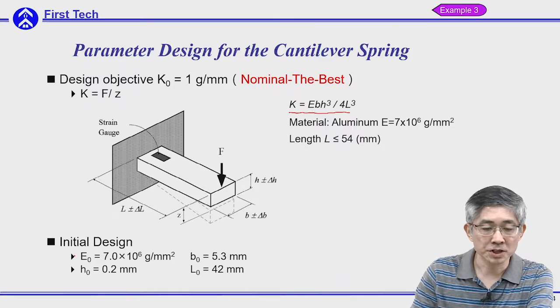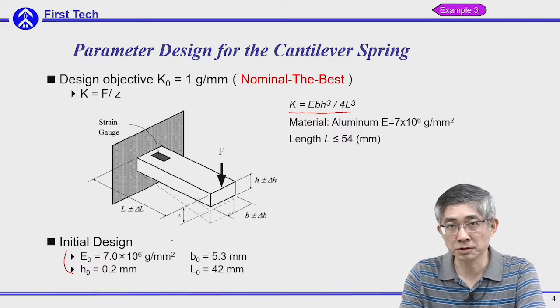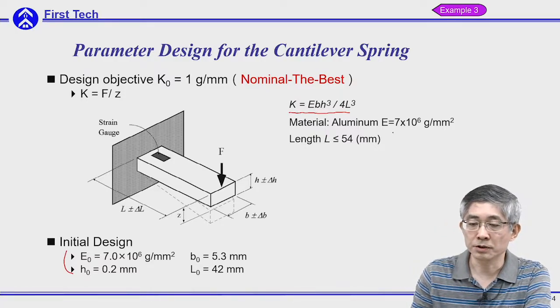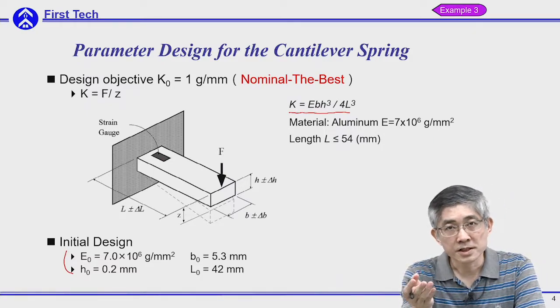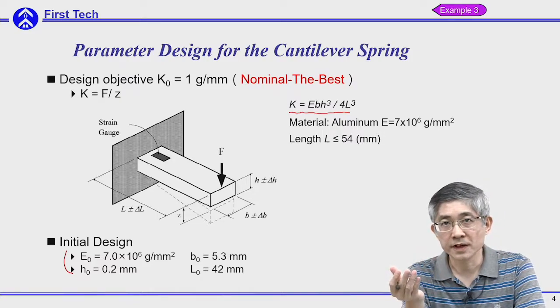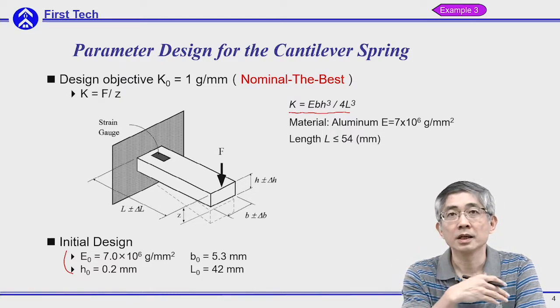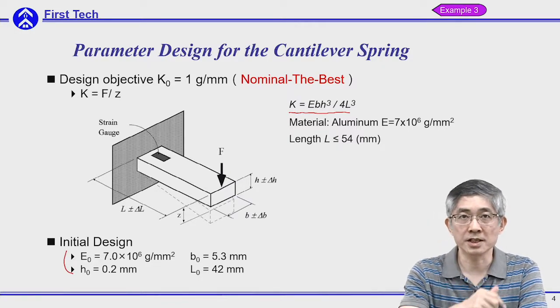Here we have an initial design. If you substitute this number into the equation, you will find out the initial design will satisfy the target requirement where k is equal to 1. And this is the material property. So you want to use a robust design to see if you can find a better design which also satisfies the design requirement, but the quality performance will be better than the initial design.